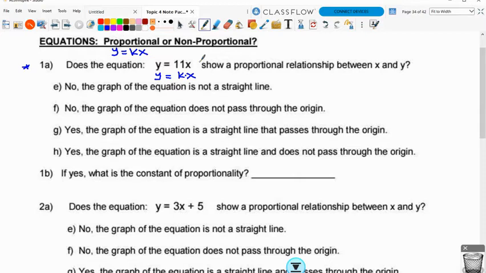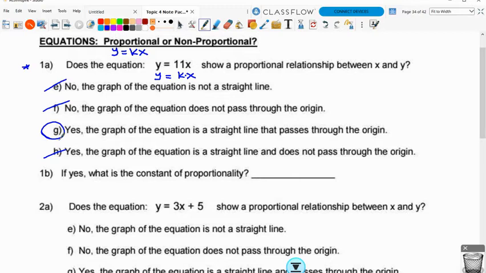So if we read through our choices, E and F both say no, that this isn't proportional, so I know they're wrong. G and H both say yes. Let's read these carefully. G says yes, the graph is a straight line that passes through the origin. H says yes, the graph is a straight line, but it doesn't pass through the origin. Well, if it doesn't pass through the origin, that would make it not proportional, so that doesn't work. G is the correct answer. This would be the equation of a line that passes through the origin.